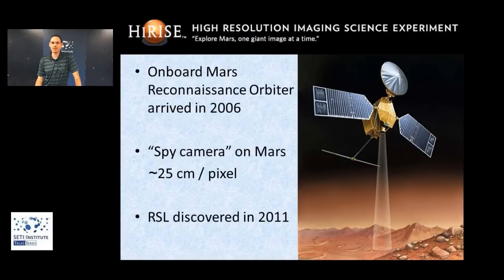Almost every image I'm going to show was taken by the HiRISE instrument. This instrument is on board Mars Reconnaissance Orbiter, or MRO, which arrived at Mars in 2006. We call this the spy camera on Mars. It's got a 25 centimeter per pixel resolution. It's a pretty amazing camera. And RSLs are really pretty new. They were just discovered in 2011.